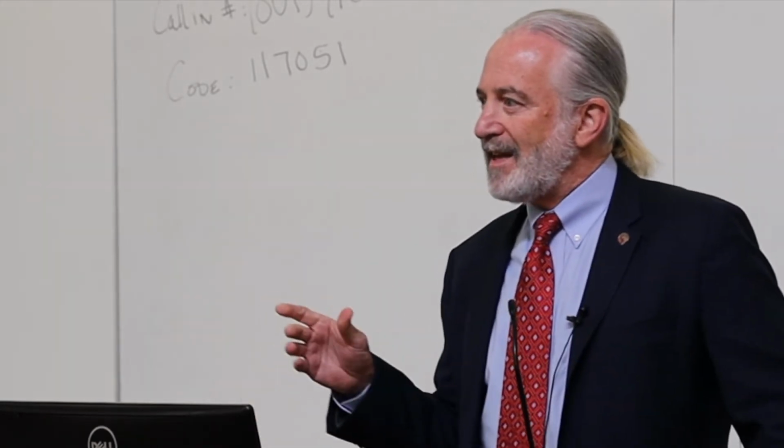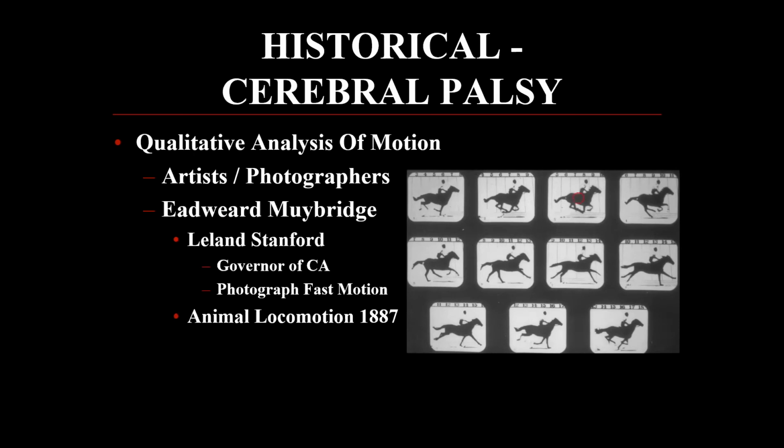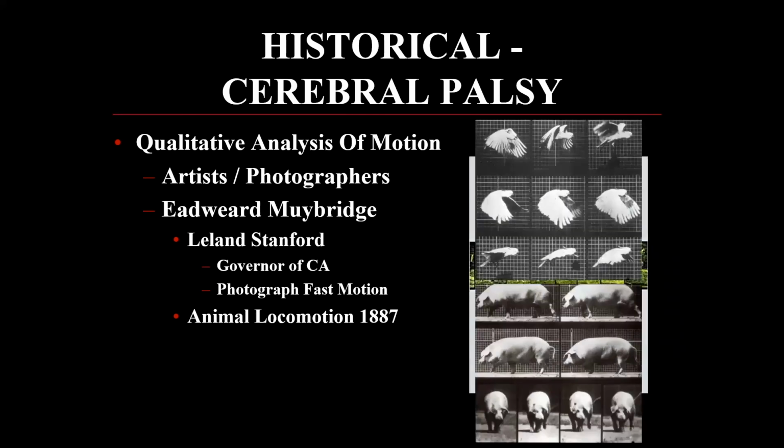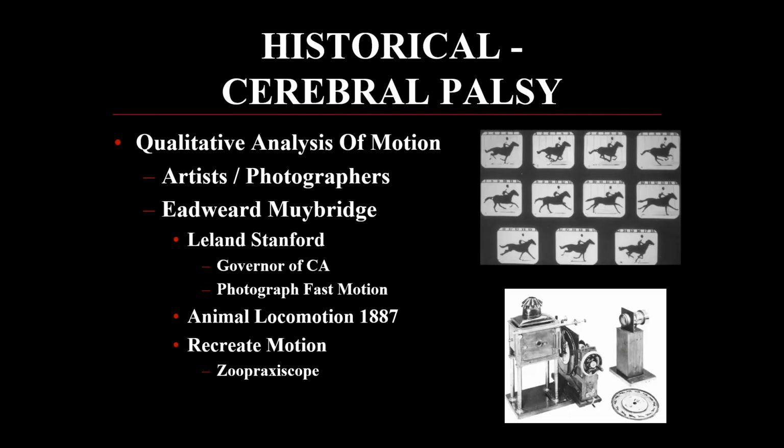So he was basically hired to develop a photographic technique to freeze fast motion. And indeed, he did. As you can see from his work here, he was able to show to Stanford that indeed all four of the horse's legs are off the ground at the same time. He went on to publish a book on animal locomotion that is still available, and it's incredible the different types of creatures he studied in the different ways that they moved. It's really beautiful work.